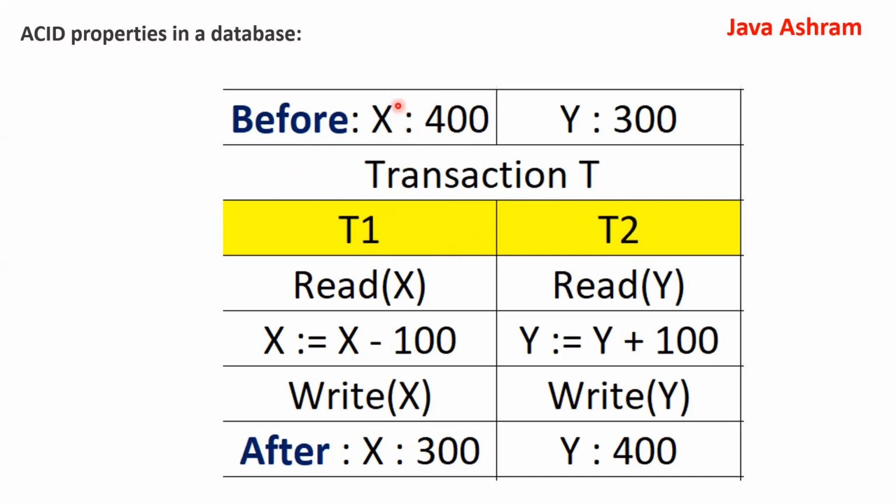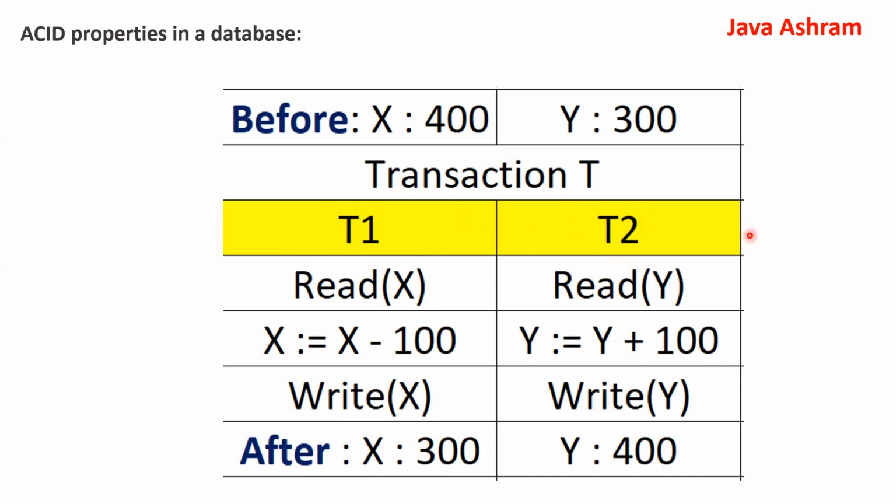First, we have to read the value of X. So I'm reading the value of X. Then whatever amount we are going to debit, we minus it. So we will minus 100, and now X will become 300. Now the 300 we are writing to X. So after T1 execution, X becomes 300, right? Once the debit happened and the T1 transaction completed, now T2 will get executed.